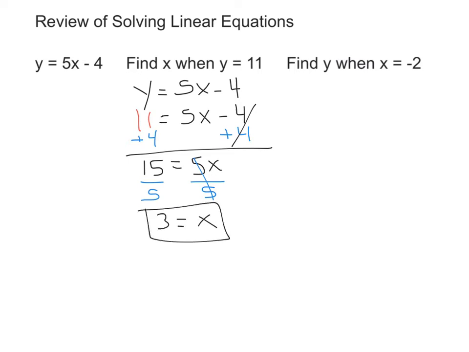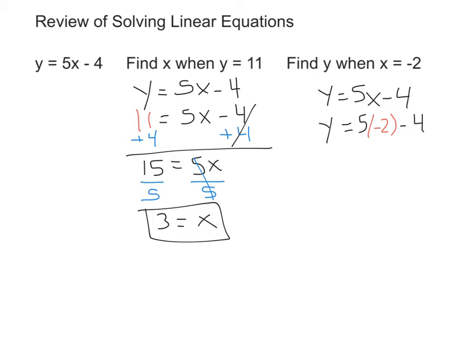The second example, find y when x equals negative 2. Again, y equals 5x minus 4 is my equation. I'm going to put this negative 2 in for x this time, so I'll put that in. We have y equals 5, put in the negative 2. And now, at this point, we're just simplifying.